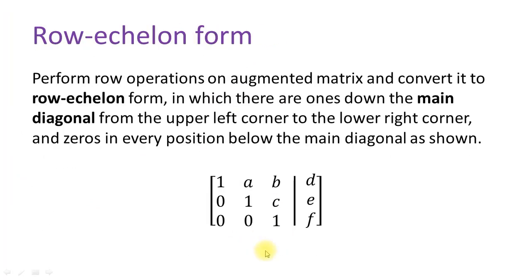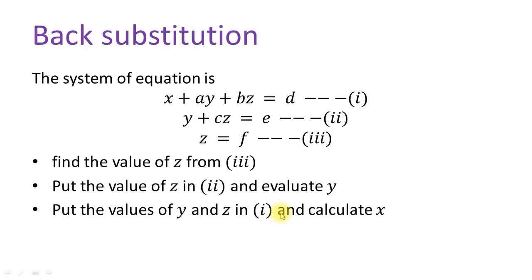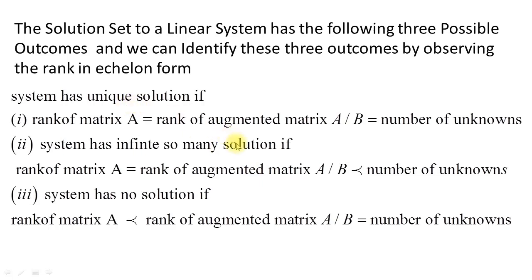So when we obtain the echelon form of the augmented matrix, then identify whether the system has a unique solution, no solution, or infinitely many solutions. So how can we identify these three outcomes for the solutions? Use the rank. If the rank of matrix A is equal to the rank of the augmented matrix AB in the echelon form, and is equal to the number of unknowns.